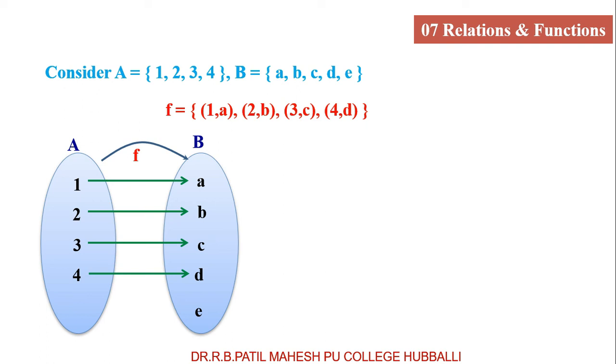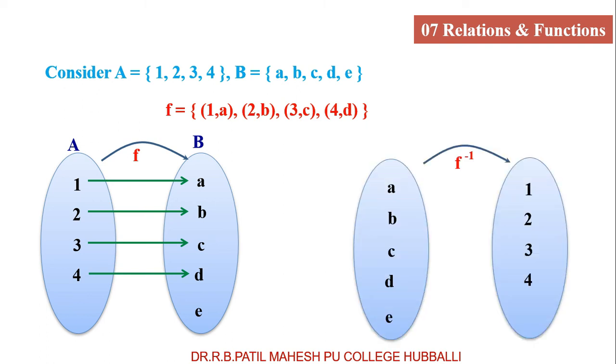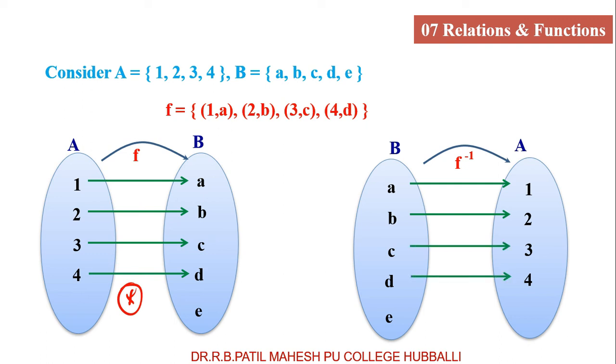Let us try this. Reverse from B to A: a to 1. You can observe this and compare the elements. c to 3, d to 4. Dear students, now the question: e is not related to any element. So in this case, does this function give you the inverse? Is f composition g or g composition f the identity?